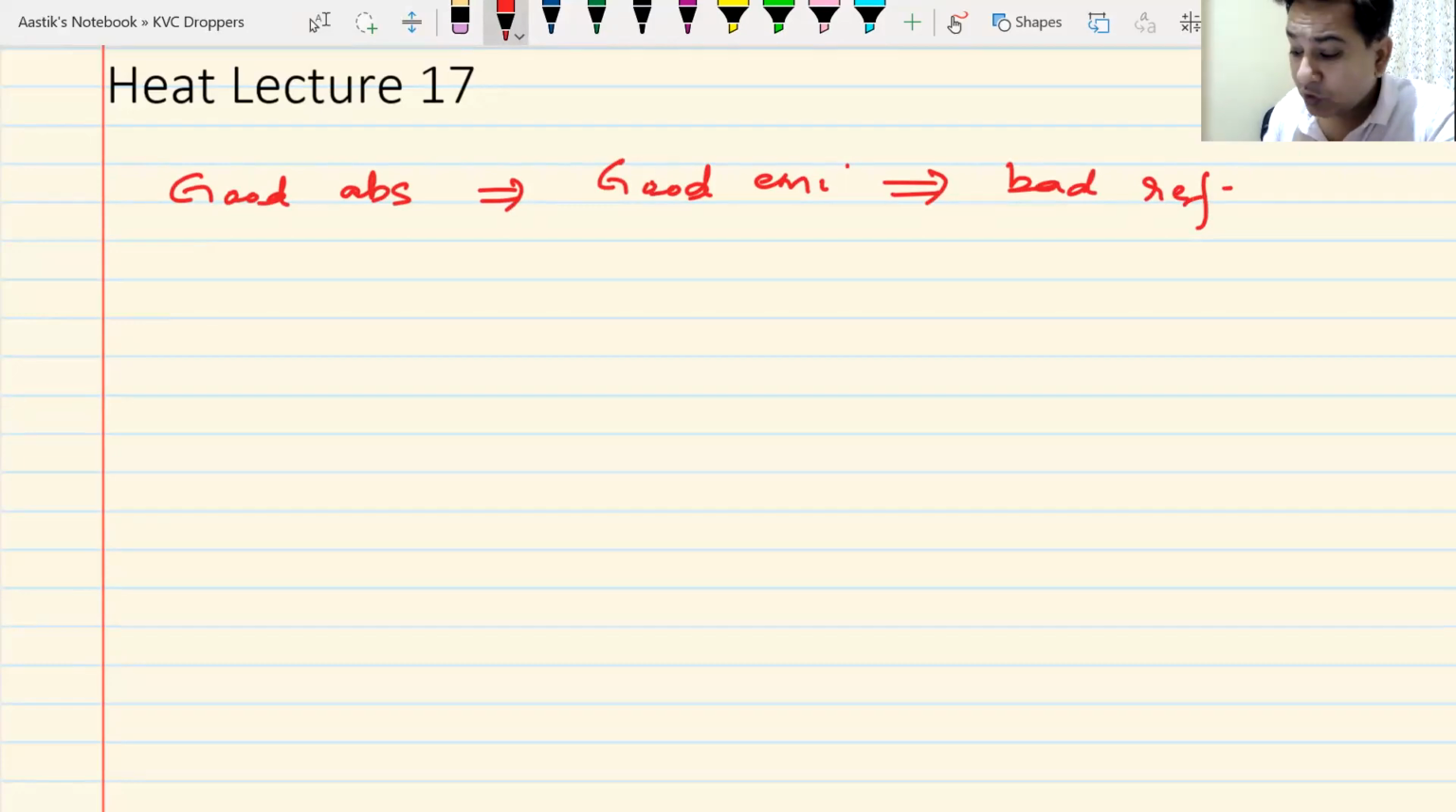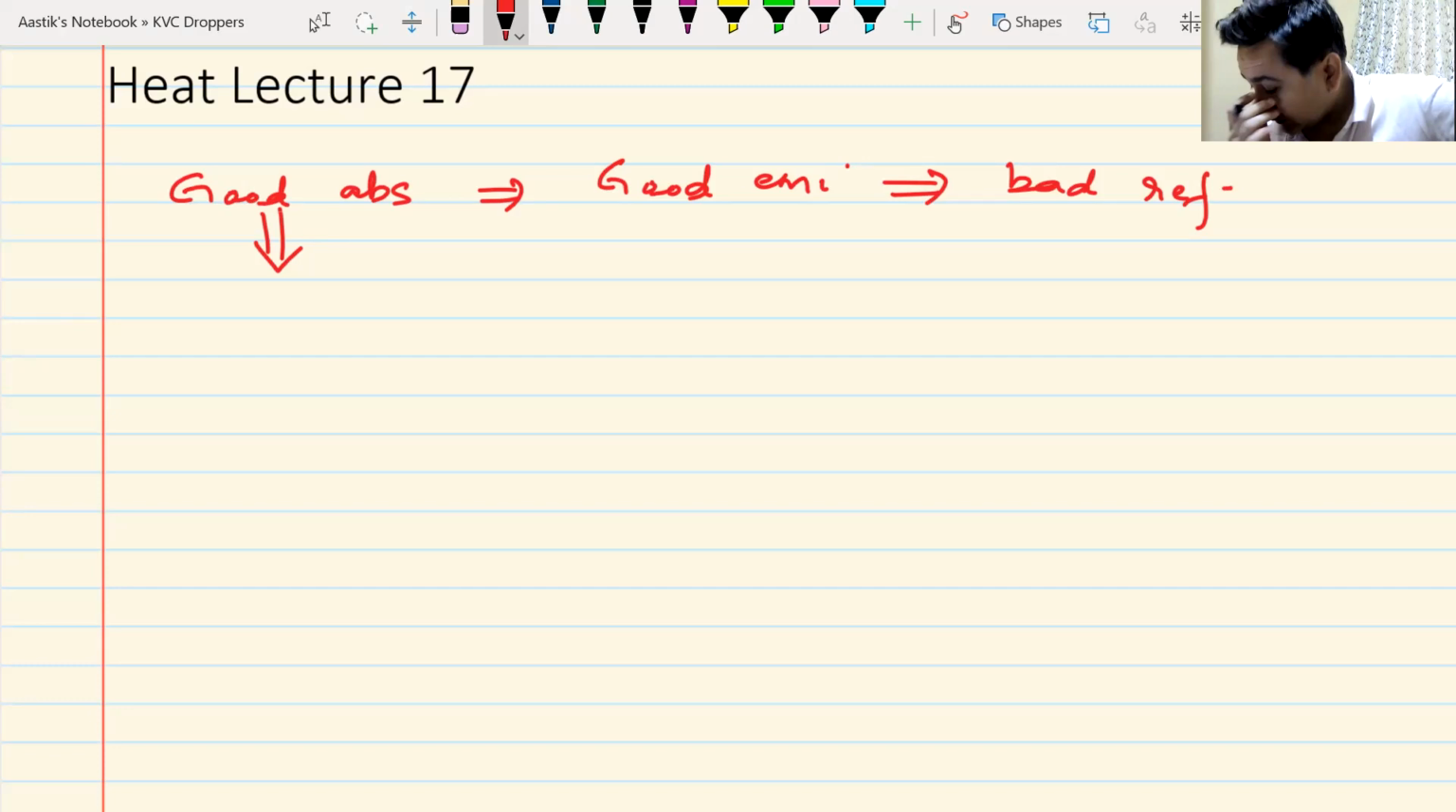summarize this entire thing. Who is the best absorber of them all? Mirror, mirror on the wall, who is the fairest of them all? Who is the best absorber? Mirror, mirror on the wall, who is the best absorber of them all? Once again. Which body is the best absorber? Black body. The best absorber is a black body.